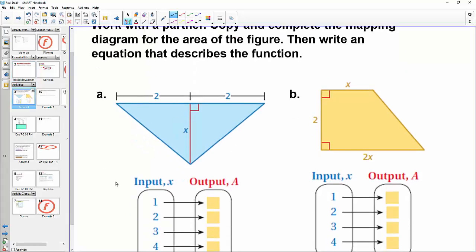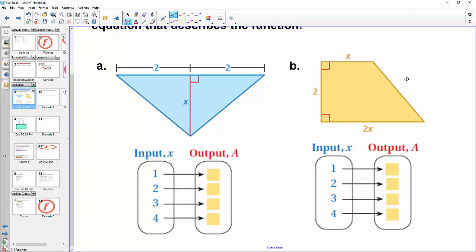So the first thing is we're looking at these shapes. We're going to put an input in and then get the output. Now you have to know the formula for these shapes, right? So I know that it would be 1/2 length times width. So in this case, if I plug in a 1 here, I have 1 times 4 divided by 2 is 2. If I have 2, 2 times 4 is 8, divided by 2 is 4. And it just keeps on going up by 2 each time, essentially, right?